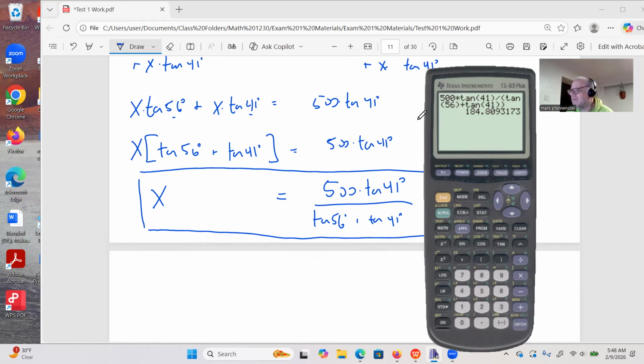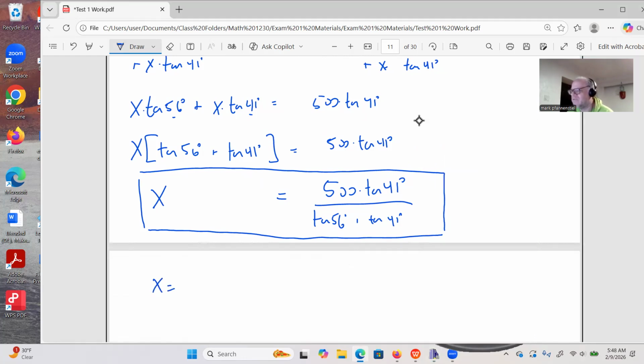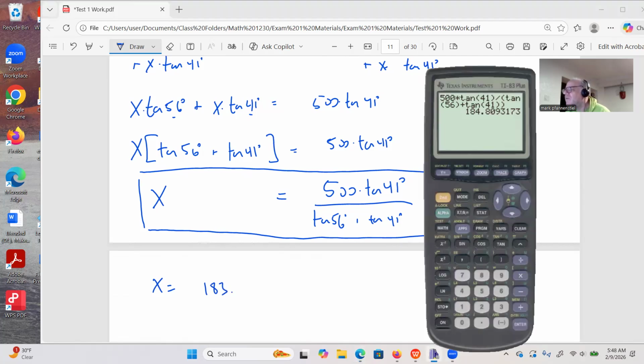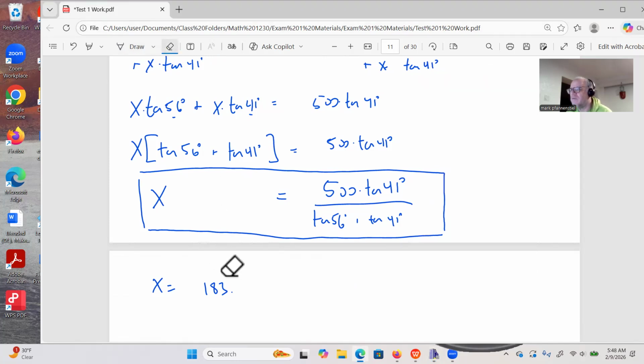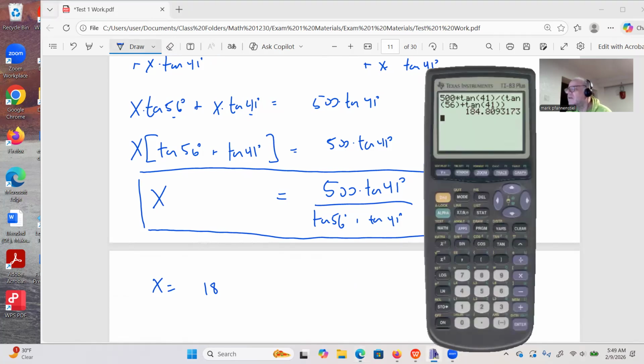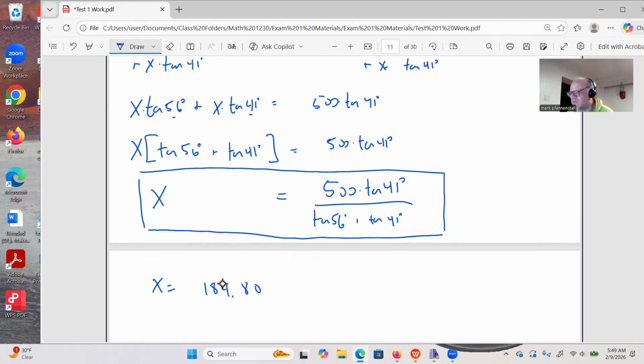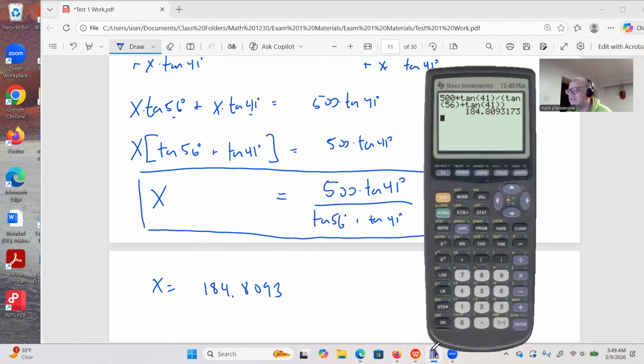Okay. So I got my X to be 184.8093. Let's go ahead and back this up here. Double check that to make sure I wrote down the right number. 184.8093. Perfect. Okay, that was my X.